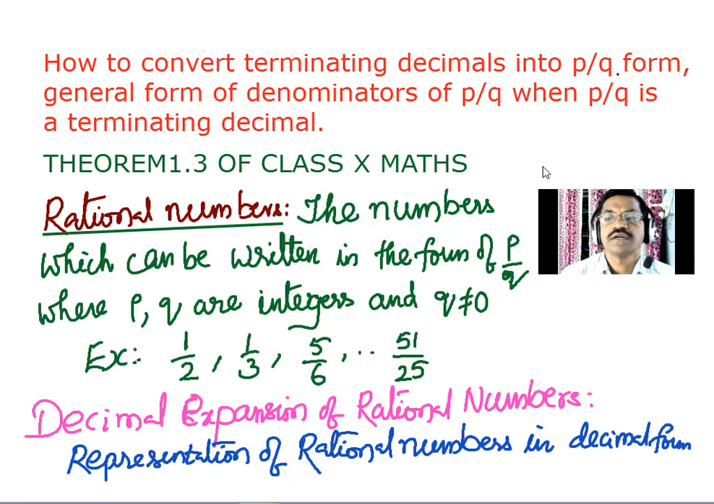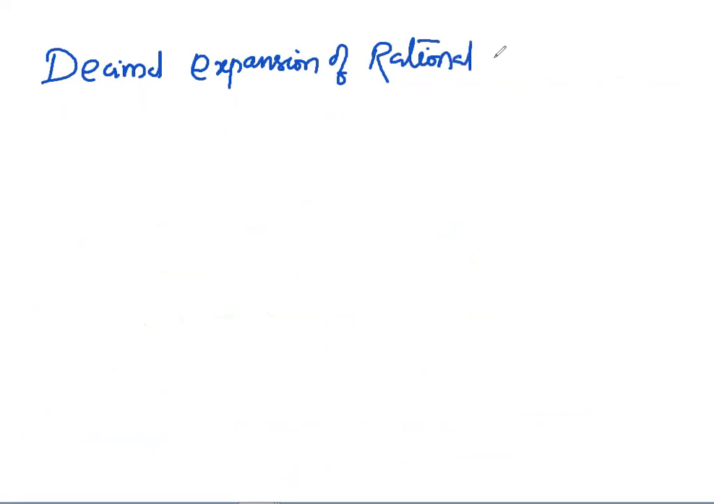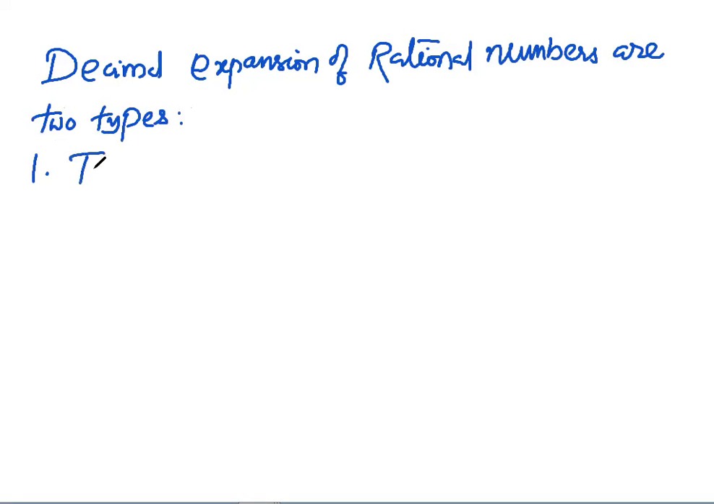So how to represent one by one after one? Decimal expansion of rational numbers are two types. First one, terminating decimals.